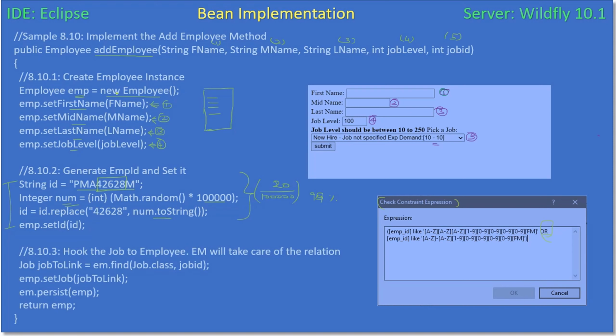Then if you see, finally we are setting the ID on the emp entity. So if this is the key field, that's also set by this time. Next we need the link field to be set, right? So what we are doing: entity manager dot find, Job dot class, and the job ID we are passing.